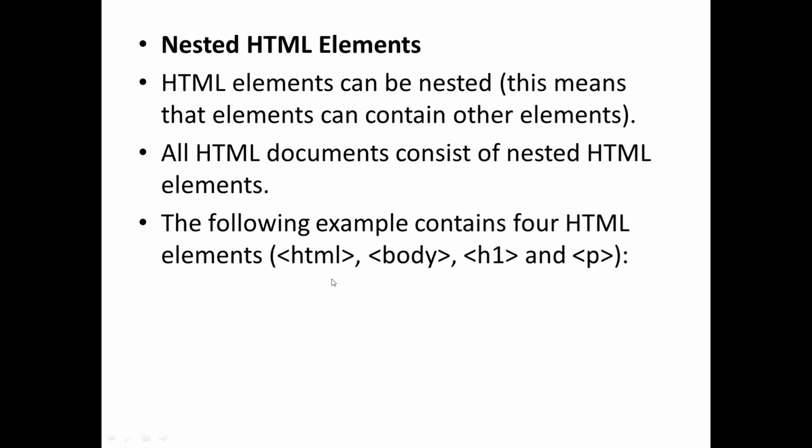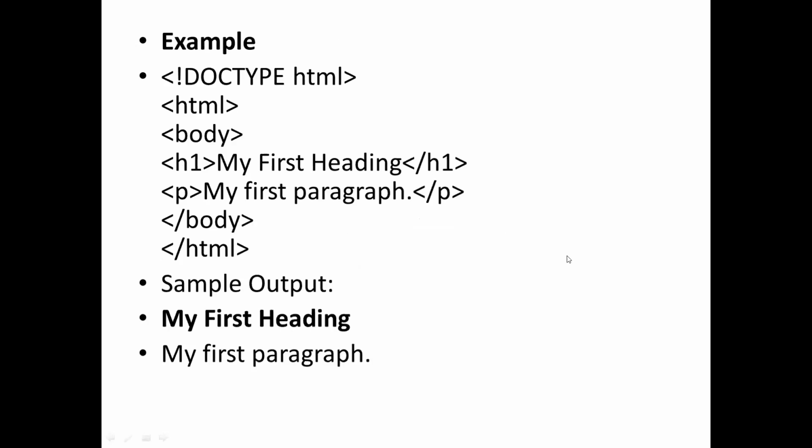So an HTML document consists of nested elements. Here we have four HTML elements: HTML, body, H1, and paragraph, whatever we have seen in the previous example. Now we see the same example. Here doctype is the document type, HTML is the root element, and body is the element where the actual content is displayed as output in the browser. So these are called inside elements. I am declaring HTML, in it body, in body I am declaring H1 and paragraph, and after that I am closing the body. So this H1 and paragraph are called nested elements.